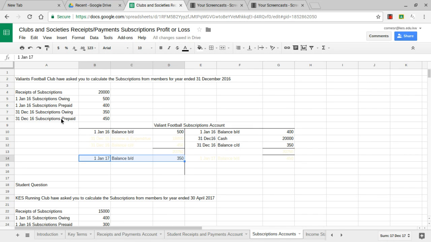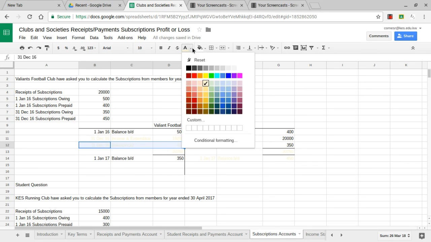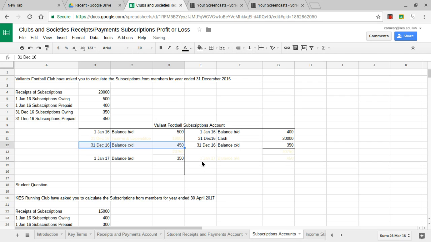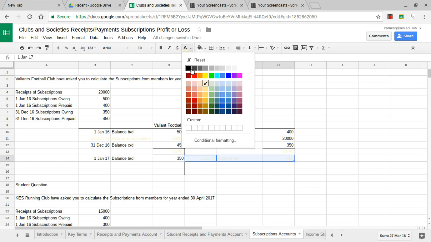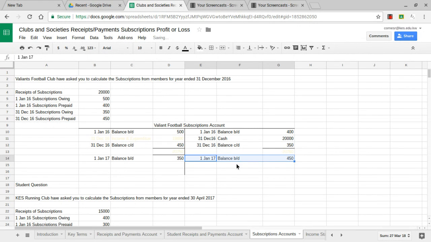We've got some subscriptions that are being prepaid. Well, they don't form part of this year's income, and therefore, although they're in this year's money received, we need to put them on the debit side to take them out. And if we think about the logic again, they are going to be a liability next year because if the club were to fold, it would owe that money back to those club members.